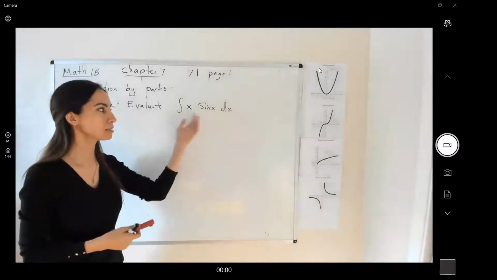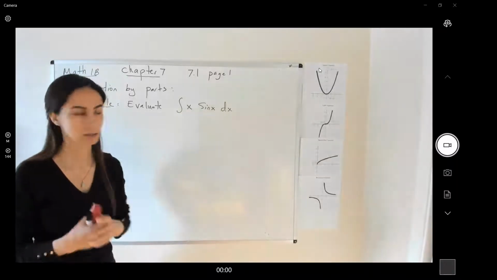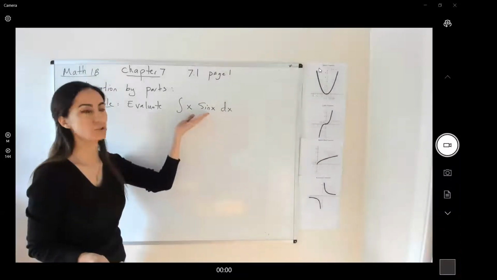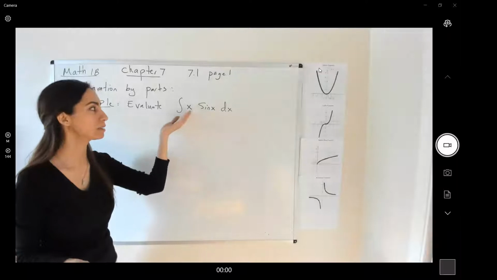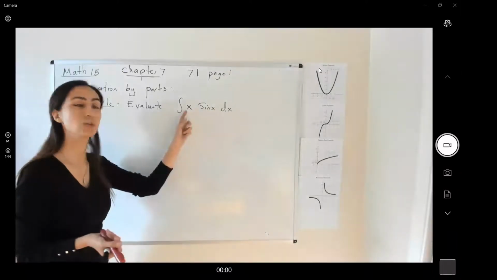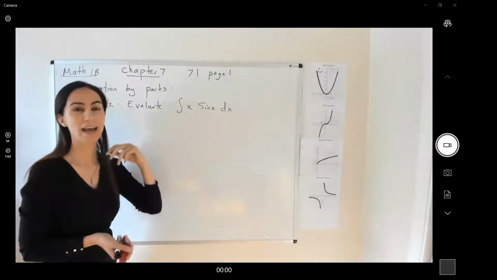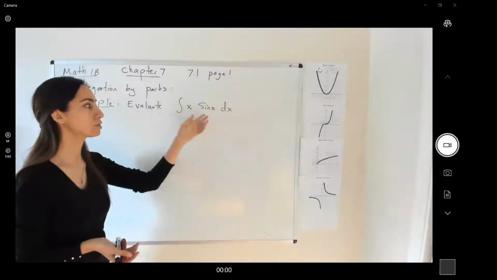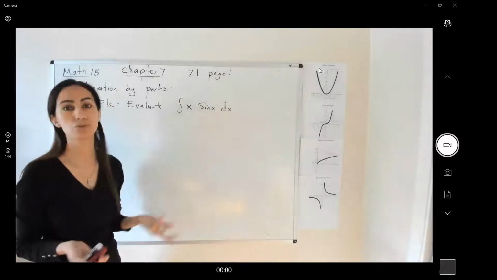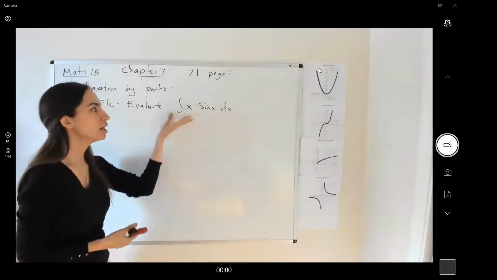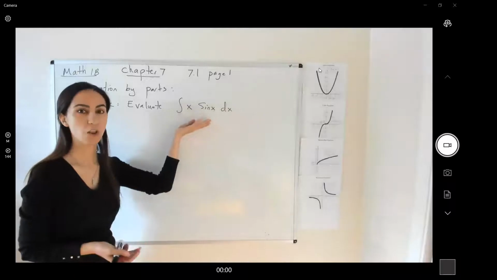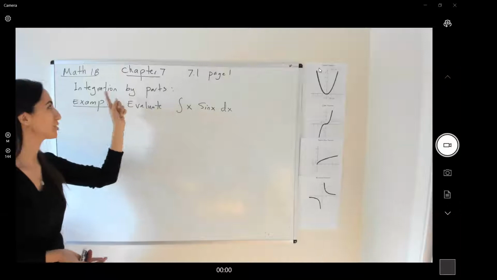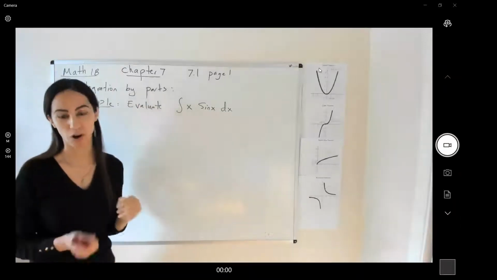This is x times sine x. Can I use substitution? If I use substitution, u is sine x, then du is cosine x. I don't have cosine x, I only have x. If I take x to be u, then du is going to be 1. Then what am I going to do with sine x? So when it comes to integrals like this, we define a new method that we call integration by parts.